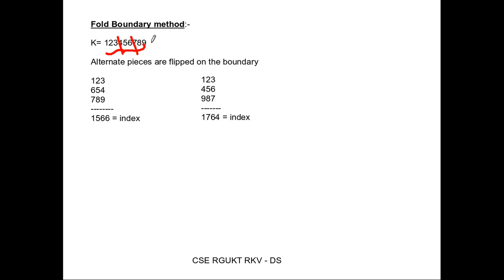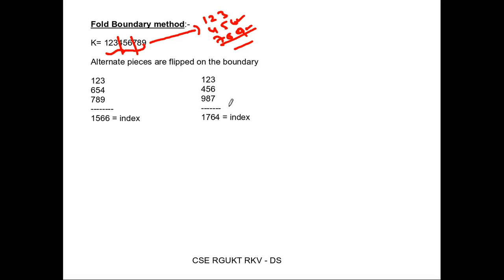For example, if you apply the fold shift method on this number and divide it at every 3 digits, the values will be 123, 456, 789. Then you add them up. Okay, this will be the fold shift method. But in the fold boundary method, what we do is we flip, or reverse, any one of these 3-digit parts. Here we have reversed the middle value, or we can also reverse the last value. So any one of the 3 parts has to be reversed.